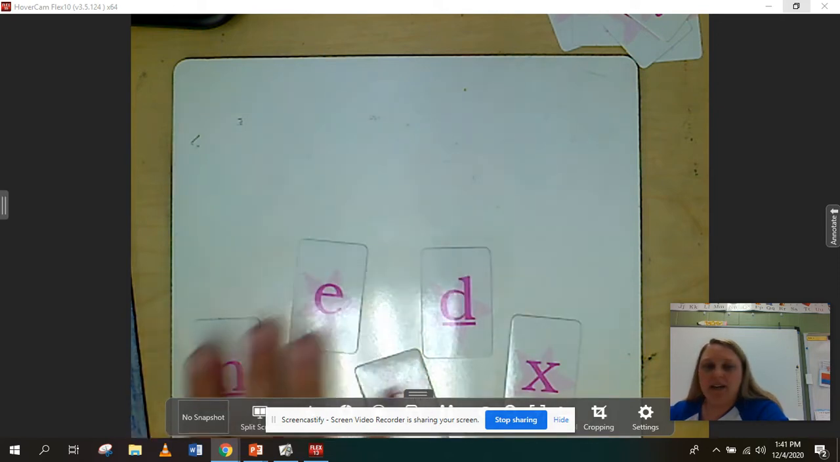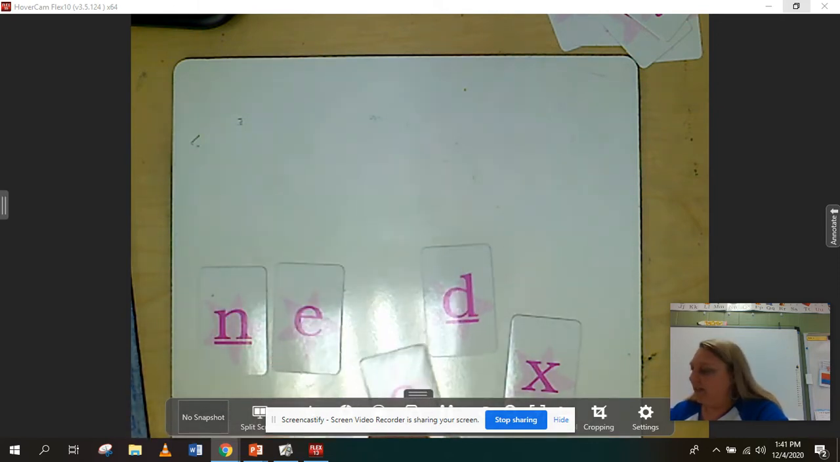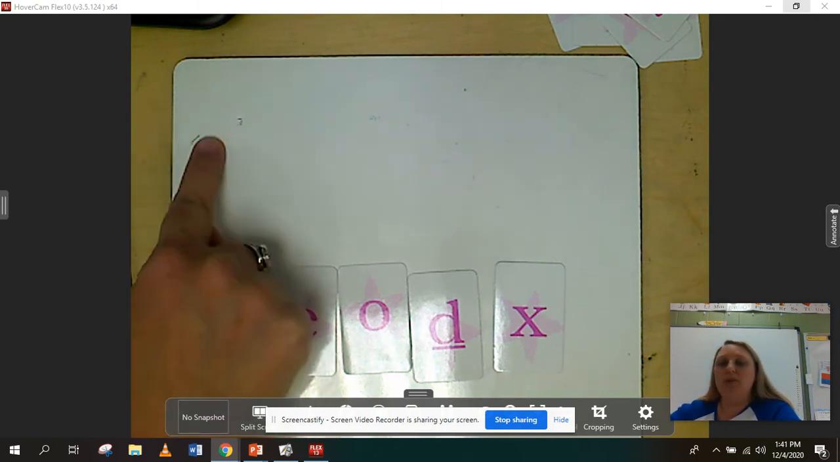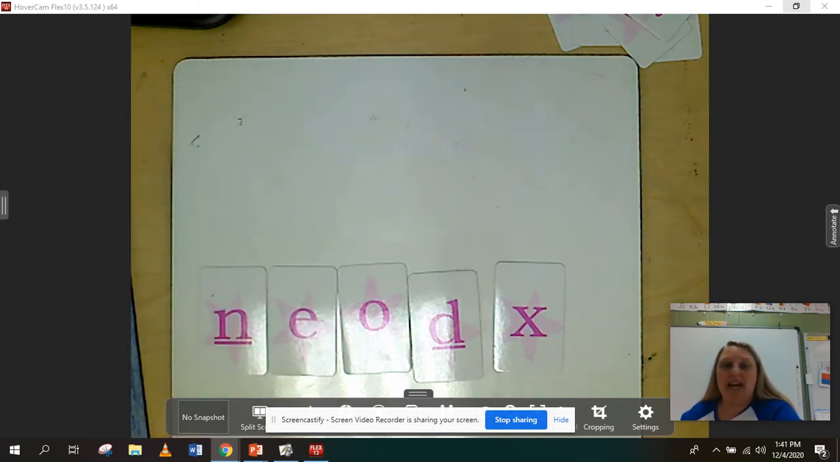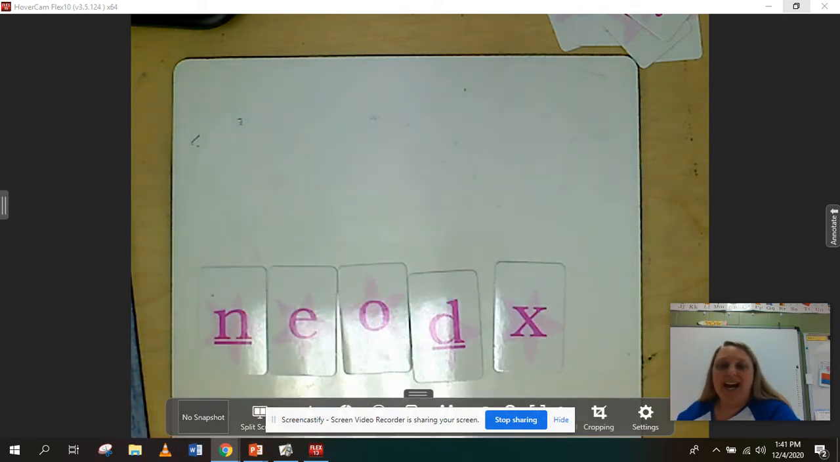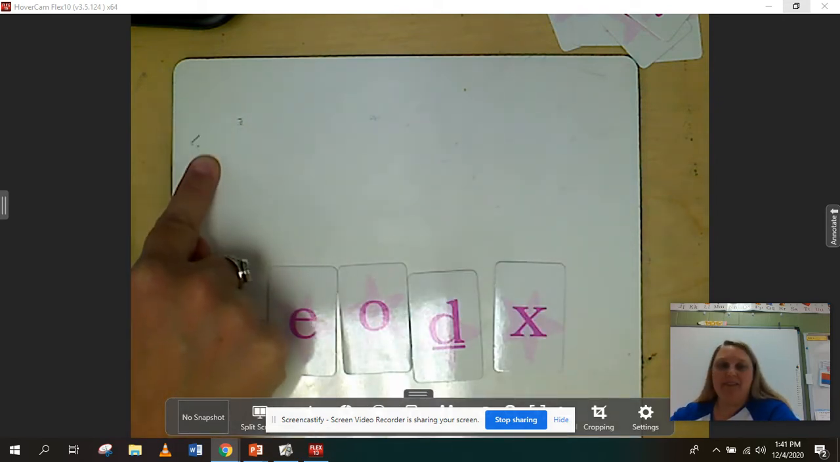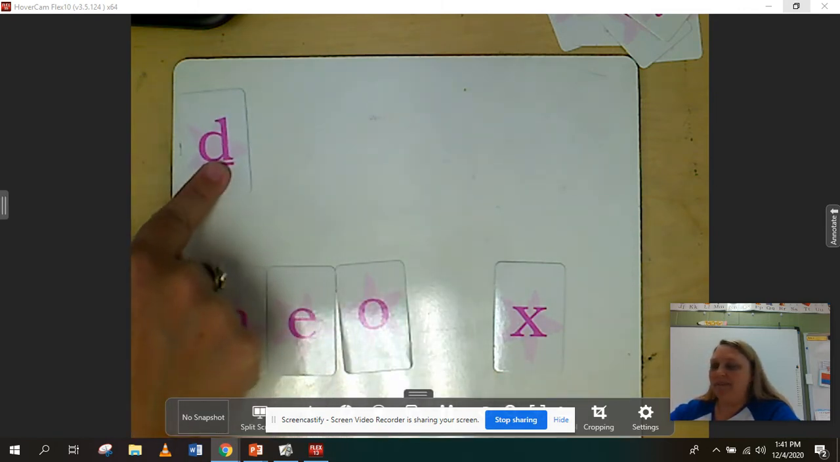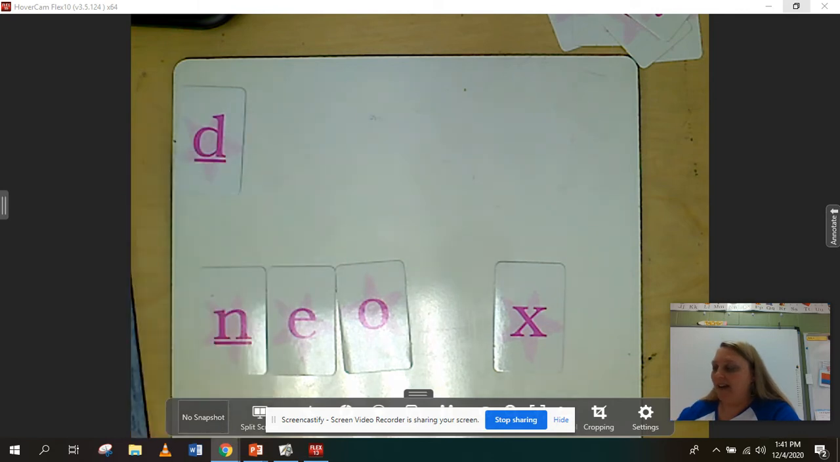Let me pull them down. And as I say the letters of the alphabet, move them up to make a nice row in order. All right, does anybody have an A? Put an A up if you have an A. B, anybody have a B? C, D, I have a D, so I get to put mine up. E, I have an E.